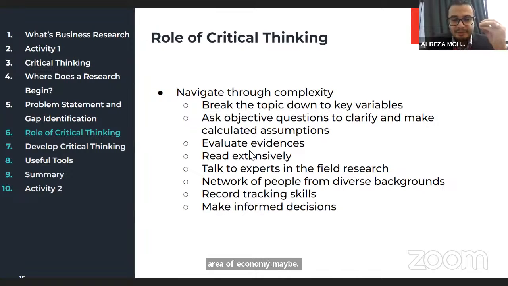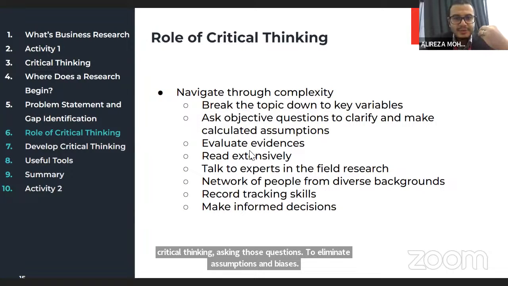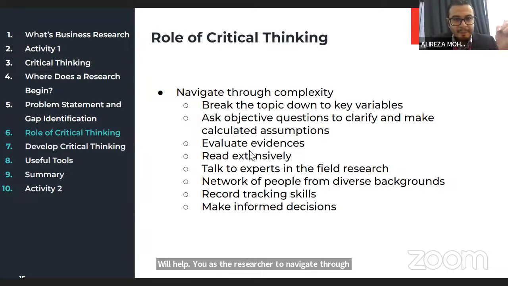So you want to break it down. Critical thinking, asking those questions to eliminate assumptions and biases, will help you as the researcher to navigate through complexity. Ask objective questions to clarify and make calculated assumptions. Evaluate evidence with other information and evidence you have in hand. Here you can also consider the significant role of sources of information, where it should be reliable, valid, and from official mainstream sources.